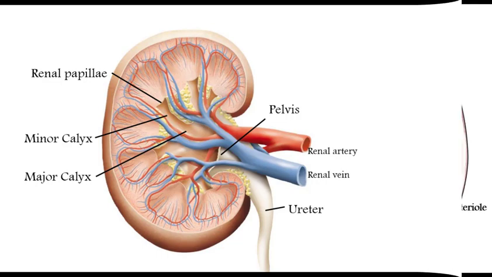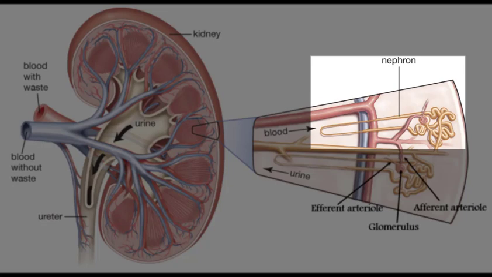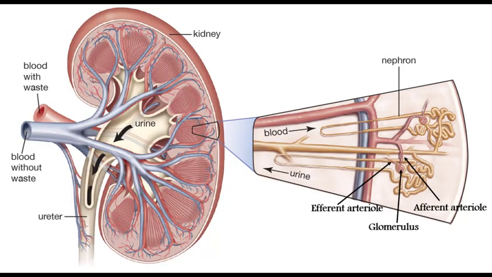The actual functional unit inside of the kidneys is called a nephron. Nephrons consist of a renal corpuscle, where blood is actually filtered, and then a series of tubules that adjust what has been filtered and produce the actual urine in the end.